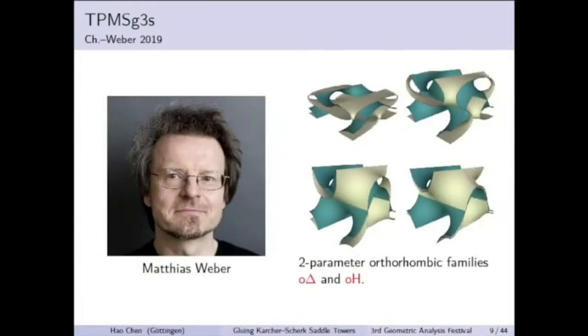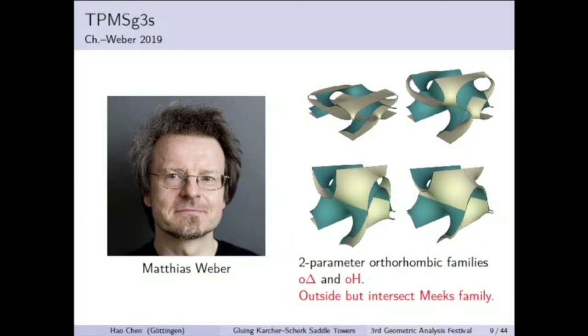So the next TPMS of genus 3 had to wait for another 2 decades until very recently. Matthias Weber and I discovered 2 new orthorhombic deformation families, one for Schwarz D and the other for Schwarz H, both described by 2 parameters. Remarkably, our new surfaces do not lie in Meeks family, but intersect the Meeks family in a 1-parameter family. This is most surprising for the deformation from Schwarz D because this must be different from the previously known classical deformation, which is in Meeks family. So we named it O-delta.